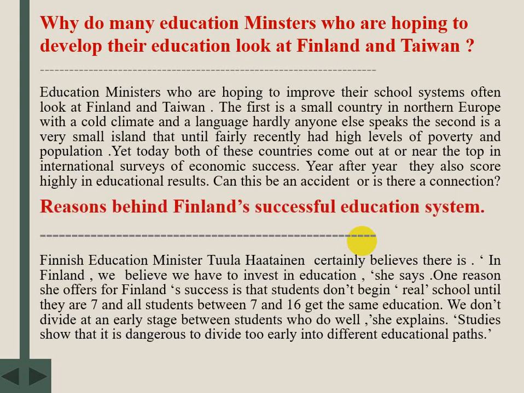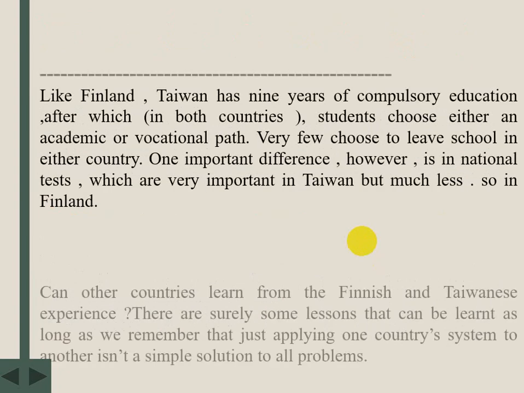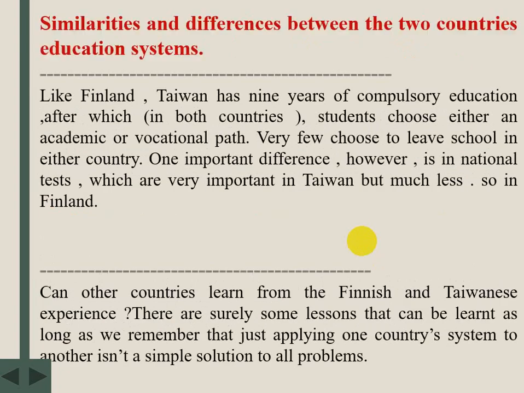Let's see paragraph 2. Reasons behind Finland's successful education system. Paragraph 3. Similarities and differences between the 2 countries' education systems. And the last one, of course, the writer's conclusion or advice. Okay, now these are the 4 subtitles matching the 4 paragraphs. Now I'm going to explain paragraph number 1.